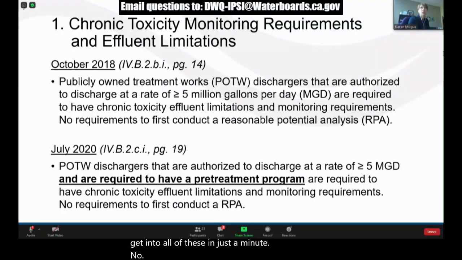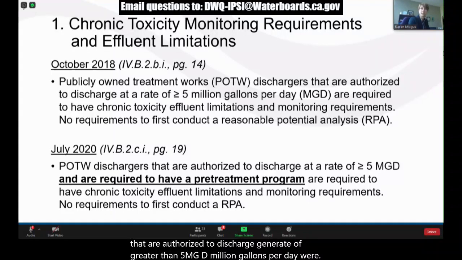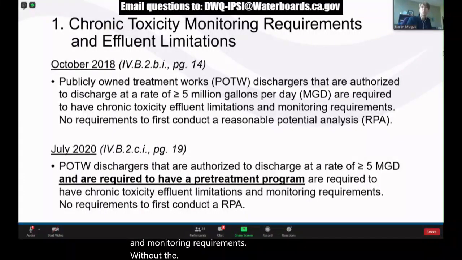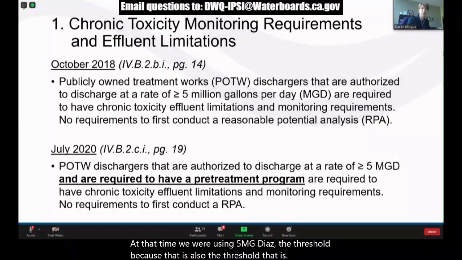So starting with chronic toxicity monitoring requirements and effluent limitations, those of you who have been involved will recall that the October 2018 version of the provision proposed to require POTW dischargers that are authorized to discharge at a rate of greater than 5 MGD, million gallons per day, to have chronic toxicity effluent limitations and monitoring requirements without requiring a reasonable potential analysis first. In other words, given effluent limitations based on the fact that they discharge greater than 5 MGD. At that time, we were using 5 MGD as the threshold because that is also the threshold at which US EPA requires a pretreatment program.